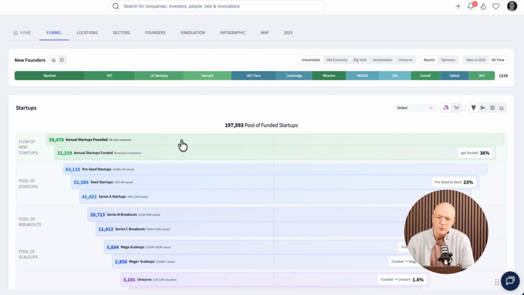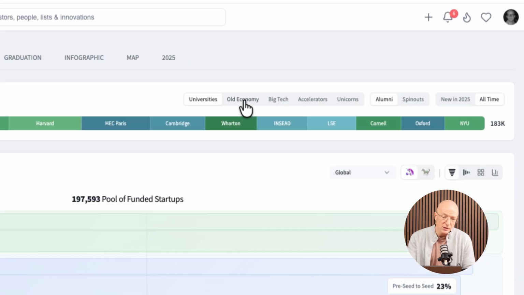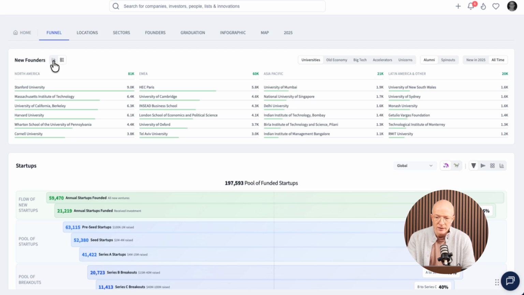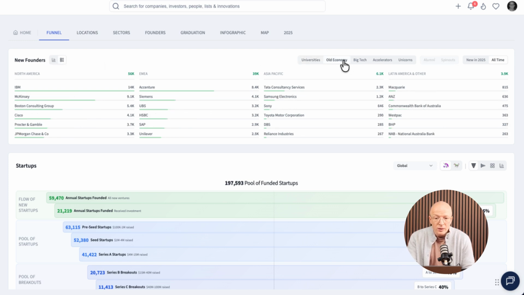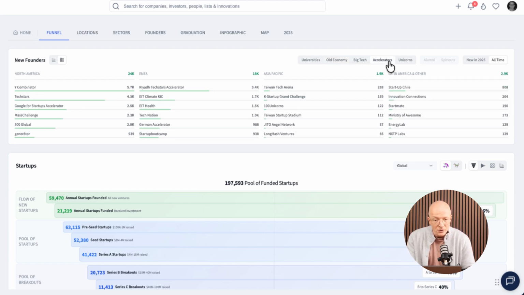So this is the main page of this new dashboard, and it is literally a funnel. At the very top, you can see where new founders are coming from. So in this case, Stanford, MIT, Berkeley, Harvard, but also Paris, for example, are the biggest contributors. This is looking at it by university, which you can expand here if you like. But you can also look at old economy companies, so McKinsey, IBM, Accenture. These are big sources of new founders, big tech companies, Microsoft, Booking, Tencent, accelerators, obviously, like Y Combinator, and unicorns.